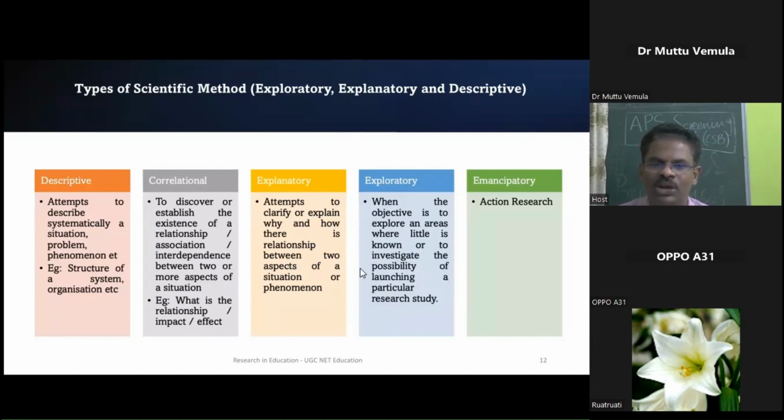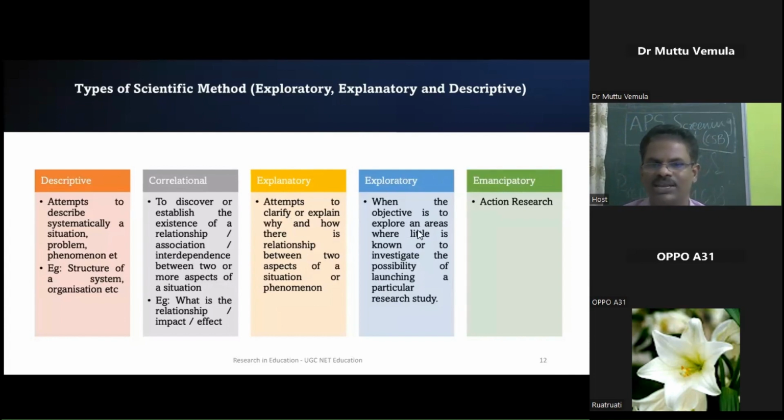Then third, you have explanatory, which attempts to clarify or explain why and how there is a relationship between two aspects of a situation or problem. Here you are only trying to understand what is the relationship between achievement in math and physical science, that is correlational research. But if you explain the reasons why students getting good scores in math are able to achieve good scores in physical science, why students having good command over English language are able to understand Hindi also better, then that research we call explanatory research. It goes one step beyond correlational.